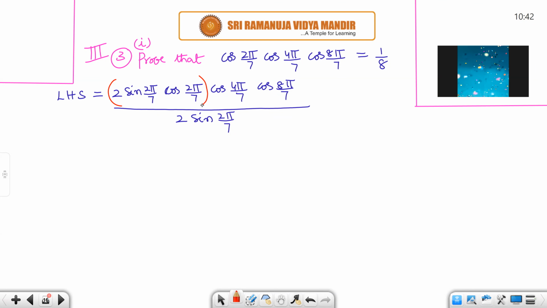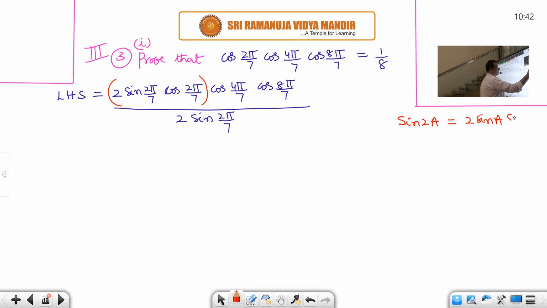Sir, 2 sin A cos A. They are in the form... So in the first form, tell me that formula. What is that formula? Sin 2A is equal to? 2 sin A cos A, sir. Correct. So we'll apply this formula in the reverse order. Reverse order means 2 sin A cos A is equal to sin 2A. That way we'll apply.